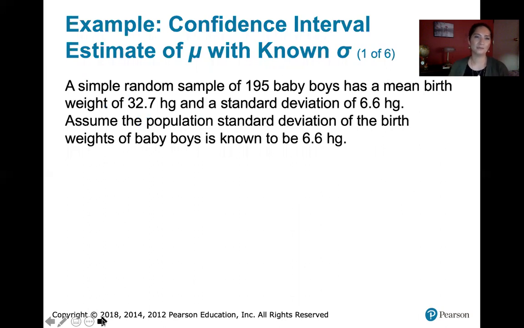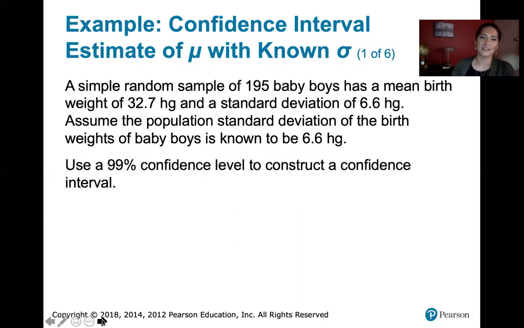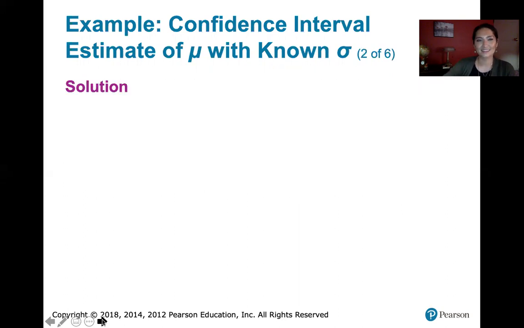So here's an example. It says a simple random sample of 195 baby boys has a mean birth weight of 32.7 hectograms and a standard deviation of 6.6 hectograms. Assume the population standard deviation of the birth weights of baby boys is known to be 6.6 hectograms. Then we want to use a 95% confidence level to construct a confidence interval.